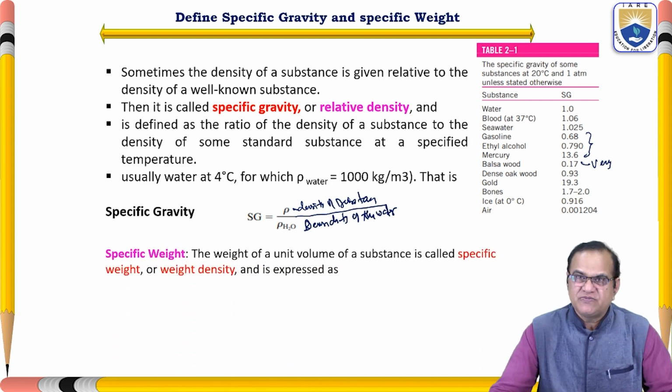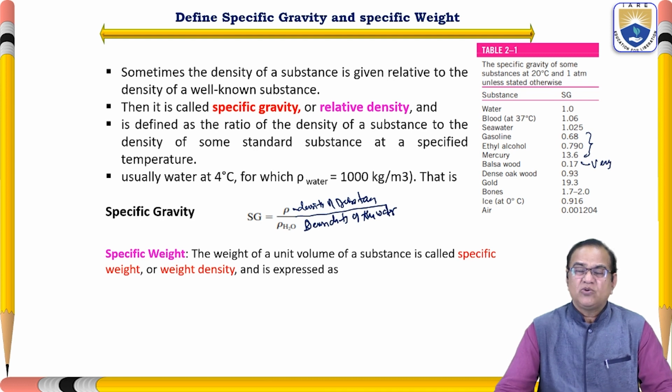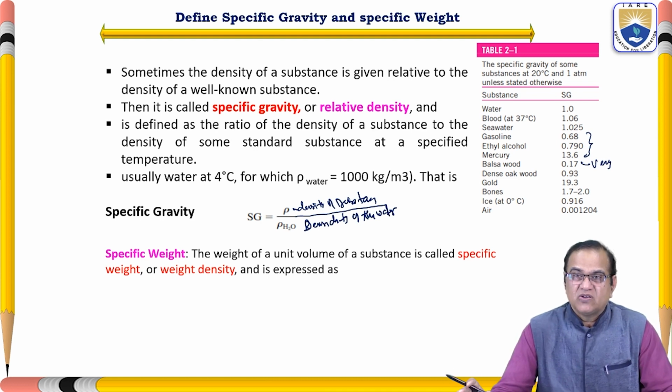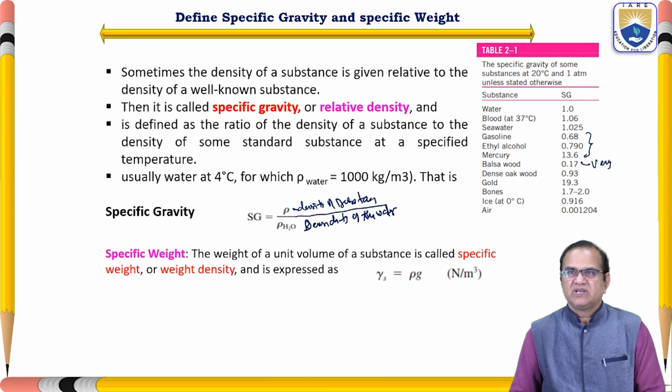Specific weight: the weight of a unit volume of a substance is called the specific weight or the weight density. Per unit volume, the weight of a substance is called the specific weight, and is expressed as gamma S is equal to rho g. It is in Newton per meter cube.